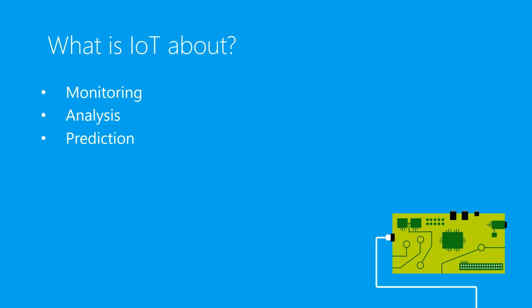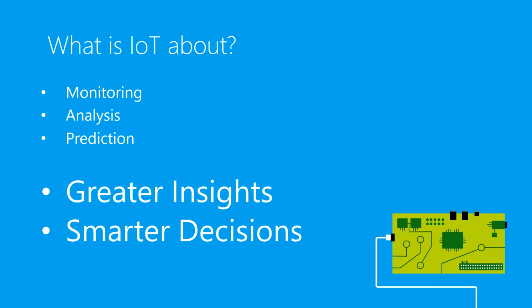So what is IoT about? We can use it for monitoring systems, analyzing data, and making future predictions based on that data and monitoring. But the key reason why Internet of Things matters and why we need it is that it allows us to provide greater insights and make smarter decisions.